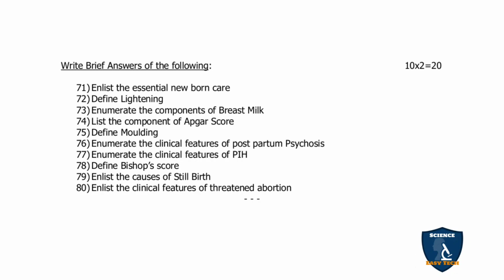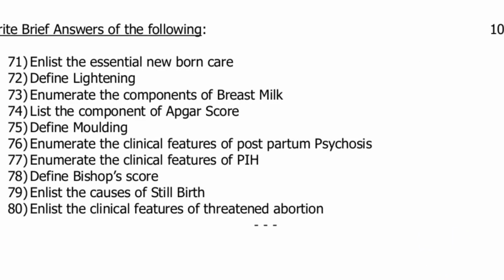Write brief answers of the following. First question: enlist the essential newborn care. Next, define lightening. Enumerate the components of breast milk. List the components of Apgar score. Define molding. Enumerate the clinical features of postpartum psychosis. Enumerate the clinical features of pregnancy-induced hypertension. Define Bishop's score. Enlist the causes of stillbirth. Enlist the clinical features of threatened abortion.